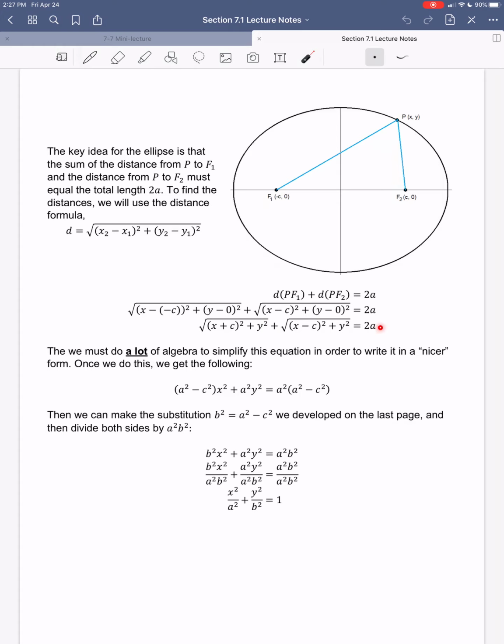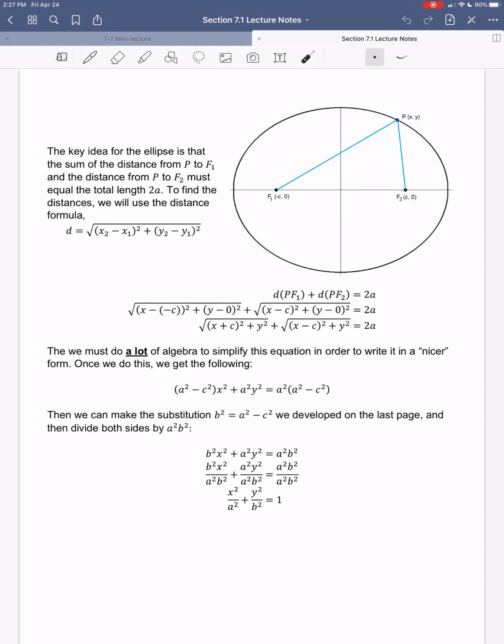We're going to get rid of the radicals. To do that, I'd have to square both sides. But before I did that, I'd have to move one radical to the other side and then square. That would get rid of one radical, but then I'd have a quantity squared on the right, and that would get really messy and ugly. There's a lot of algebra we have to do.